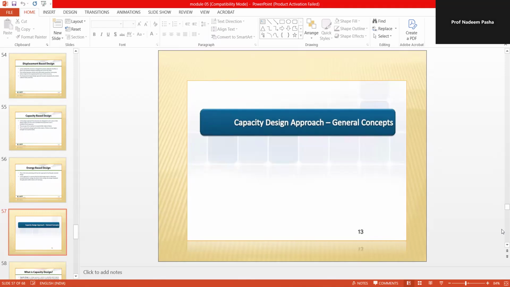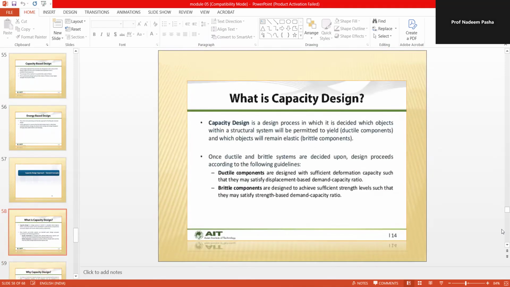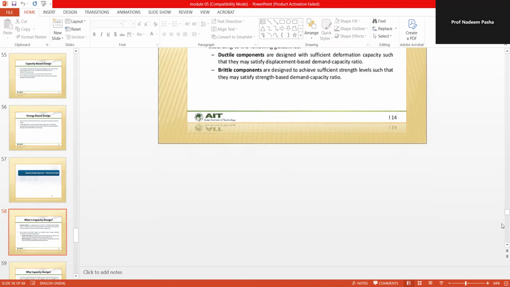Capacity design approach, general concept. What is capacity design? Capacity design is a design process in which it is decided which components within a structure will be permitted to yield, the ductile components, and which will remain elastic. So, based on capacity, this differentiation is done. Once ductile and brittle systems are decided upon, the design proceeds according to the following guidelines. Ductile components are designed with sufficient deformation capacity such that they may satisfy the displacement based demand capacity ratio. Brittle components are designed to achieve sufficient strength levels such that they may satisfy the strength-based demand capacity ratio.